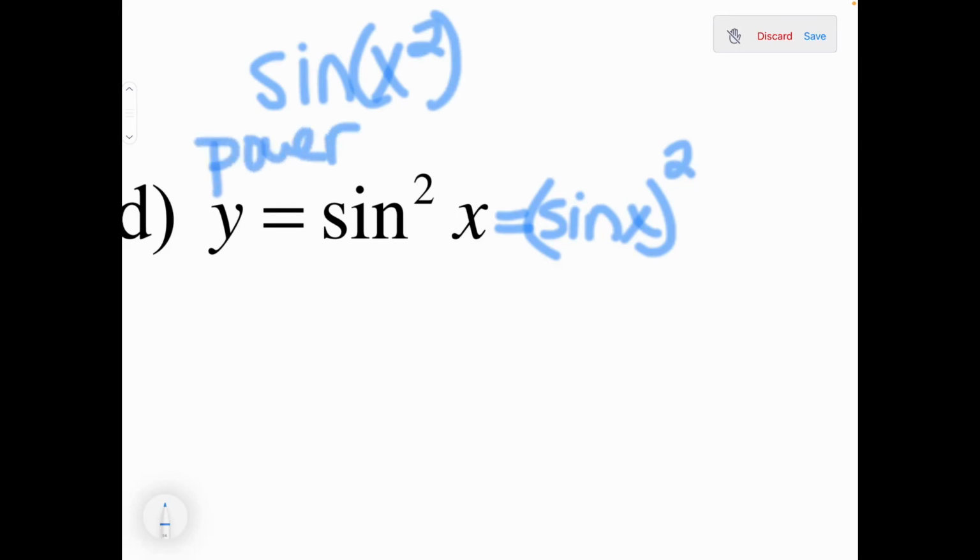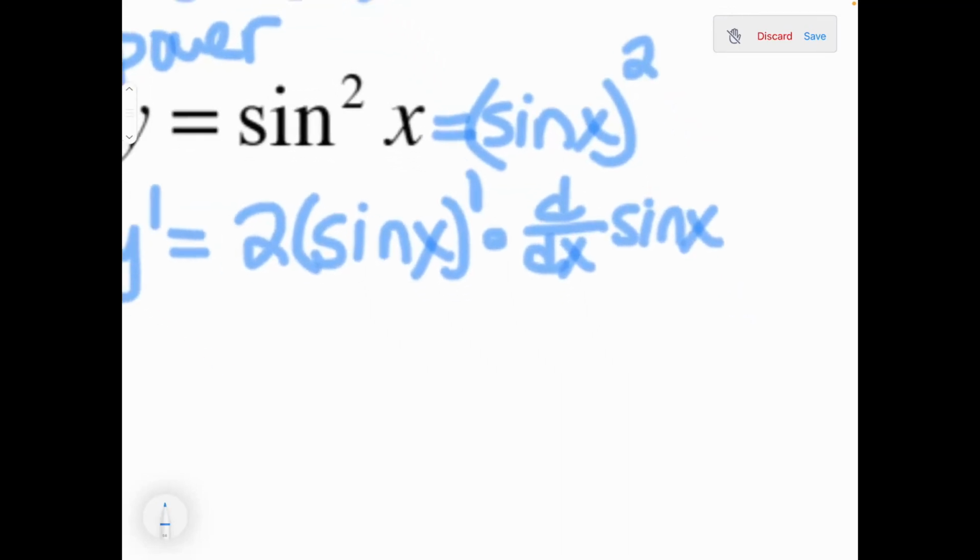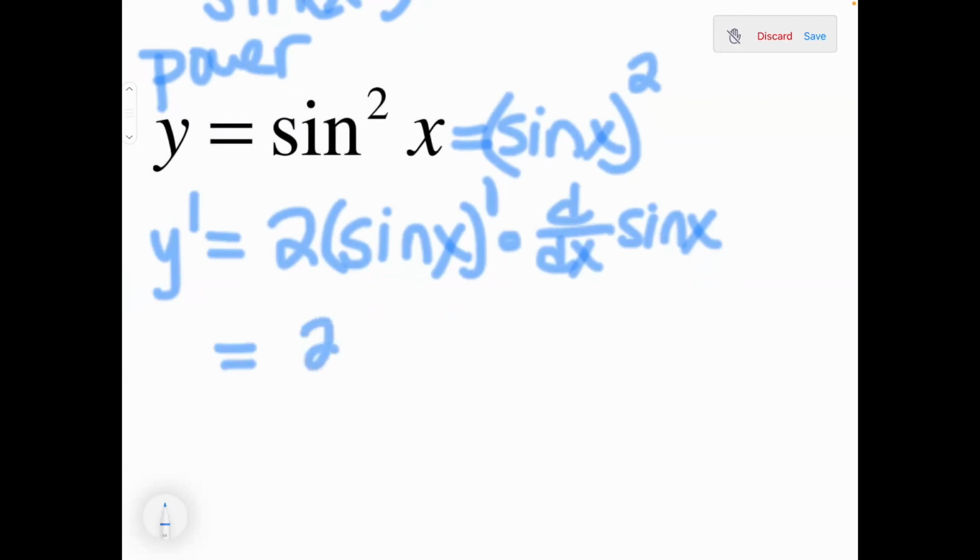We have something raised to a power. So to take that derivative, we're going to use the power rule. The 2 comes down in front. We multiply the 2 in front. We subtract 1 from that exponent. 2 minus 1 is 1. And then we multiply that by the derivative of what's inside the parentheses there. So we get 2 sine x. And the derivative of sine x is cosine x.